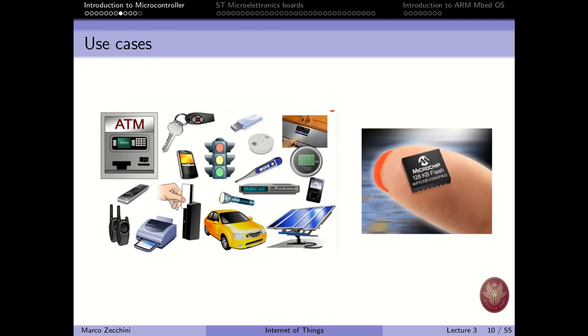Microcontrollers are widely used everywhere in our daily life. They are used in a lot of objects. For example, in a cell phone, we have microcontrollers working in it. We have microcontrollers in cars, in printers, in walkie-talkies, iPods, and so on. One of the big advantages of the microcontroller is the fact that it's a very tiny object, and so you can put it everywhere and add computation everywhere.